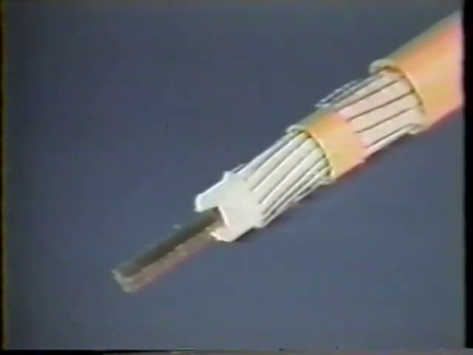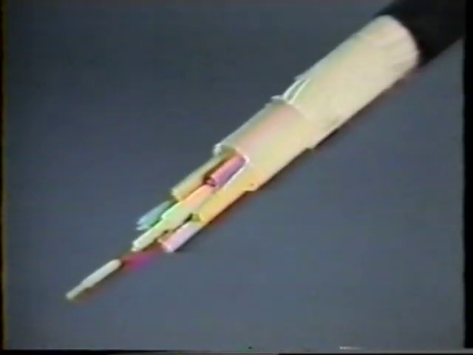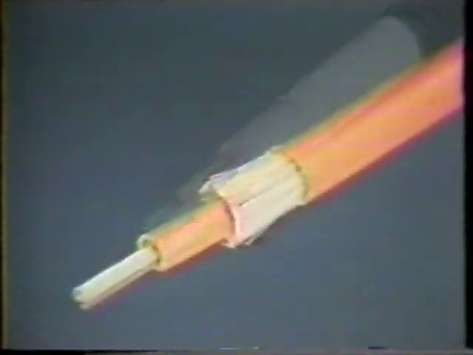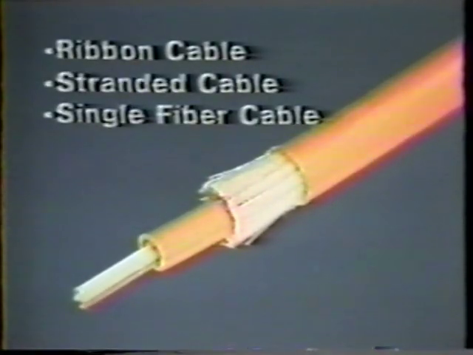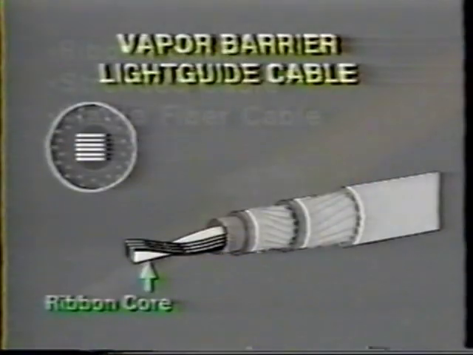Now that the light guide fiber has been packaged into either multi-fiber ribbon or stranded units, it's time to decide on a cabling scheme which will protect it from abrasion, stress, and temperature or moisture extremes. We'll be illustrating the differences between multi-fiber ribbon cable, multi-fiber stranded cable, and single-fiber cable. Multi-fiber ribbon cable may contain up to 144 light guide fibers by stacking up to 12 multi-fiber ribbons.